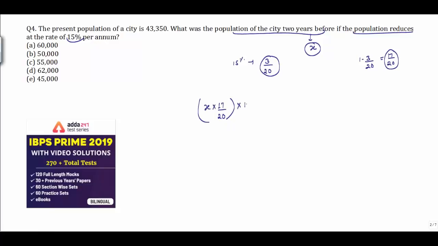Now the present would be another decrement of 15%. So the fraction remained is 17 by 20. This is the present population, which is 43350. Let us solve this. 17 is a prime number, so let us divide by it. 17 times 2 is 34, 93. 17 times 1 is 17, 585. Okay. So x from here equals 150 into 400. This is nothing but equal to 60,000. Hence option A is the correct choice.